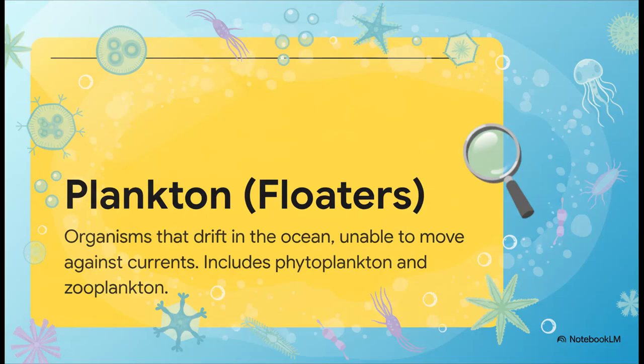A great way to classify marine life is by how they live. First up, we've got the plankton. These guys are the floaters. They just drift with the currents. You've got phytoplankton, which are basically microscopic plants, and they form the base of the whole marine food web. And then you have zooplankton, the tiny animals that munch on them.